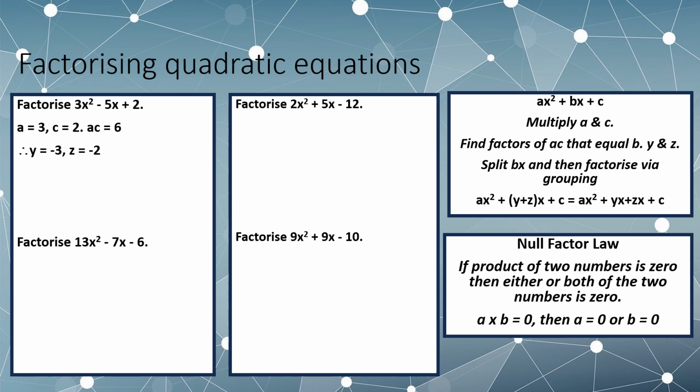We then write this out. So we have 3x squared subtract 5x plus 2 will now equal 3x squared subtract 3x subtract 2x plus 2. You'll see this is the exact same equation. We've just split it up further so we can then factorize much easier. Therefore, we have 3x multiplied by x take 1.